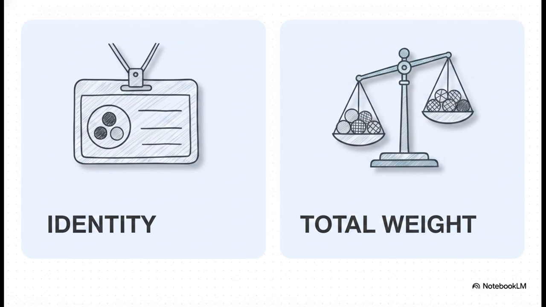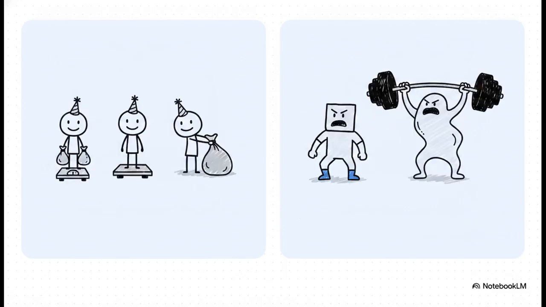Then we have the mass number, A, which is the total weight. That's the sum of protons plus neutrons. So Z equals protons, A equals Z plus N. Very simple, straightforward math, students. Now, please pay attention here, because this is where literally everyone gets confused in the exams.